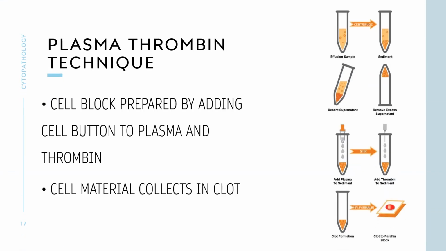We go to the plasma thrombin technique. So how does it work? Cell block is prepared by adding the cell button to plasma and thrombin. Cell material collects in the clot.